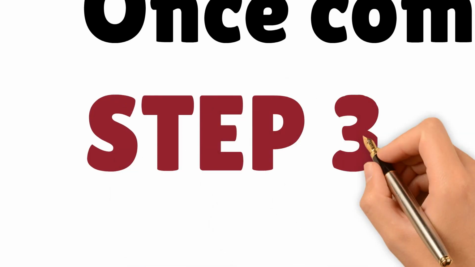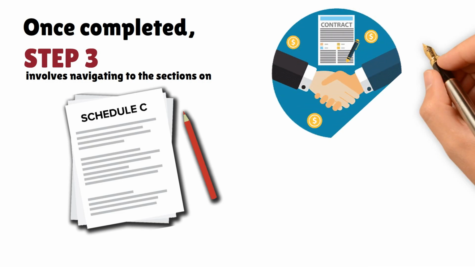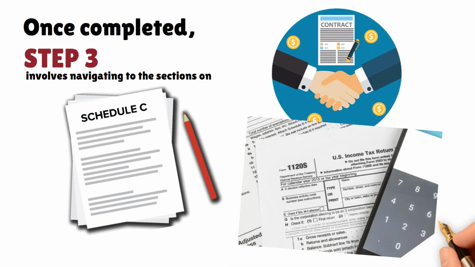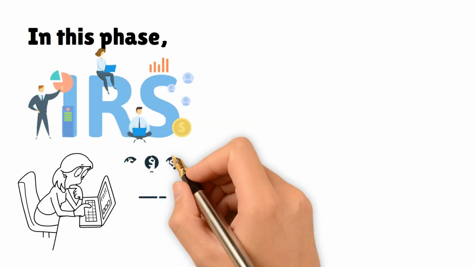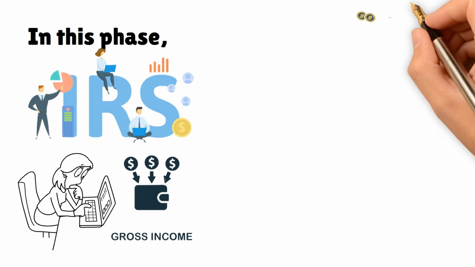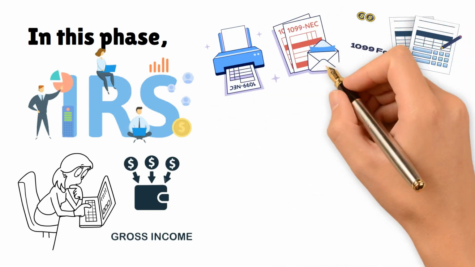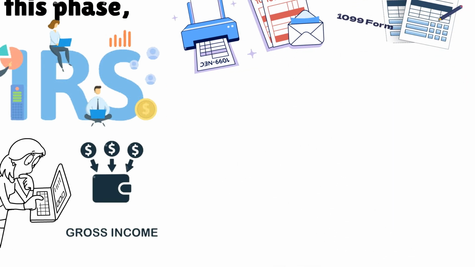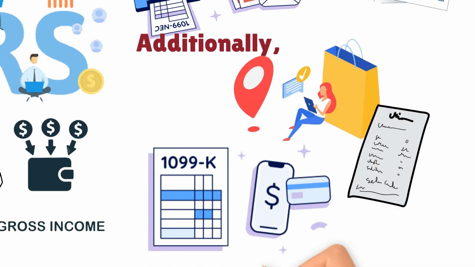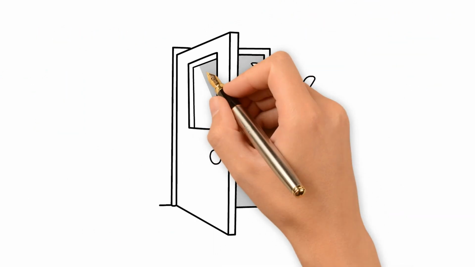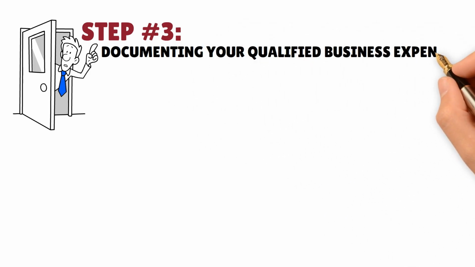Once completed, Step 3 involves navigating to the sections on Schedule C, General Partnership Forms, and the 1120S Tax Form, focusing on income reporting. In this phase, the IRS aims to determine your business's gross income. You might receive one or more 1099 miscellaneous or 1099 NEC forms to precisely report your earned income. Additionally, substantial online sales could lead to the receipt of a 1099-K form for income reporting.